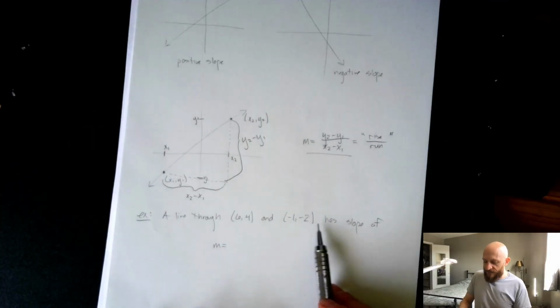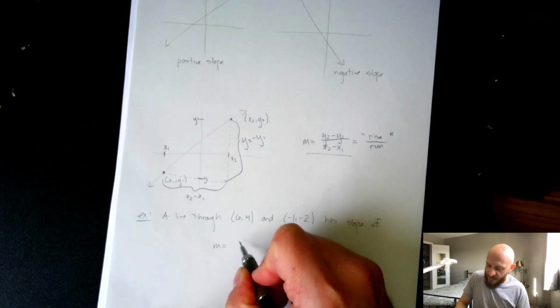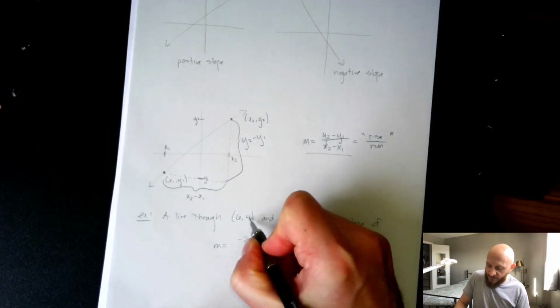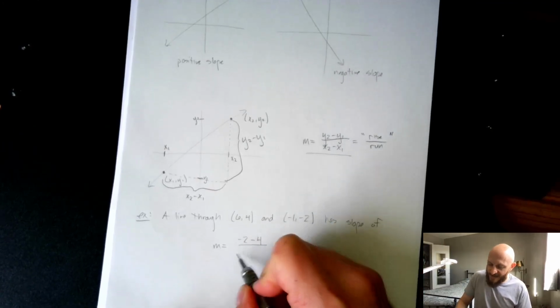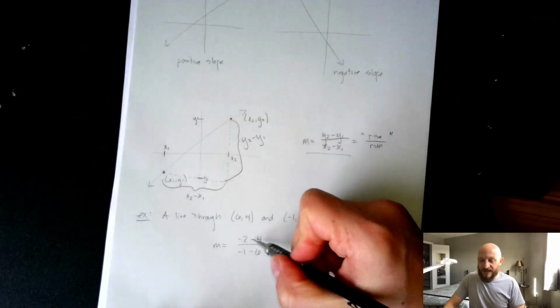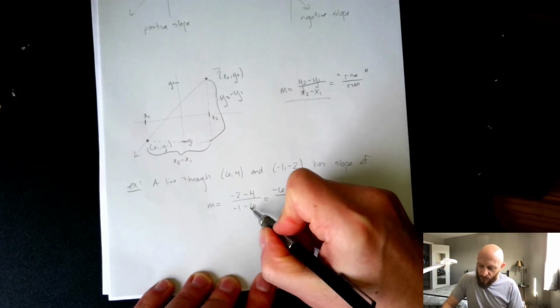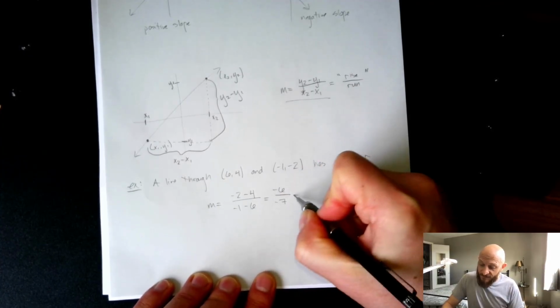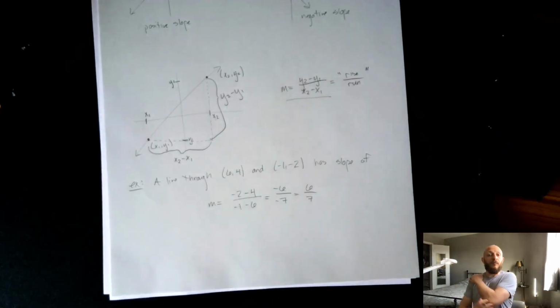So the slope between these 2 points is given by, one way of calculating it, -2 minus 4, the difference between the y's, divided by -1 minus 6. So -2 minus 4 is -6. -1 minus 6 is -7. So negative divided by negative is positive. So the slope is 6/7.